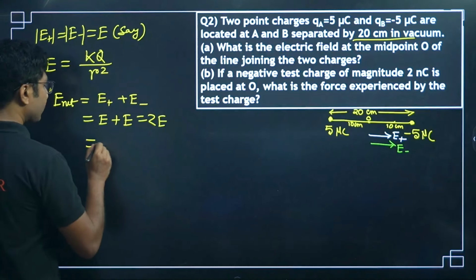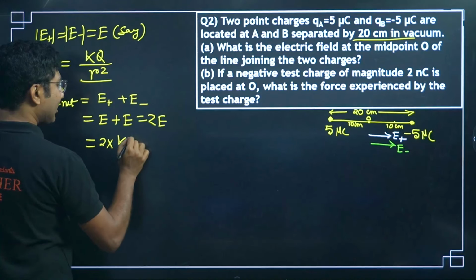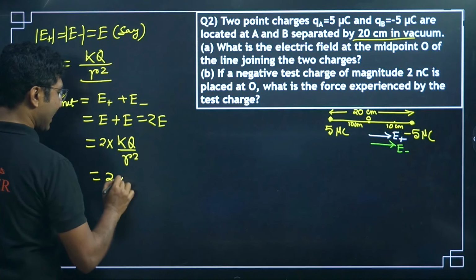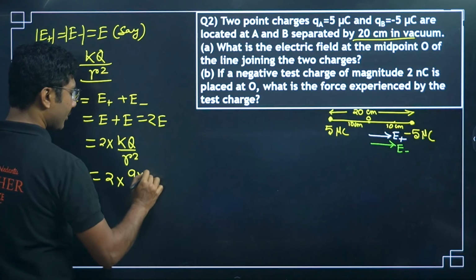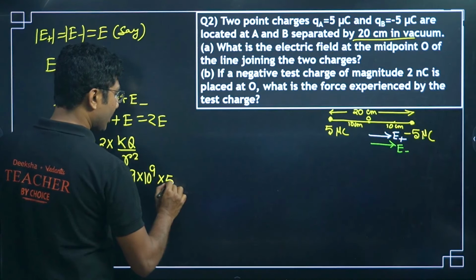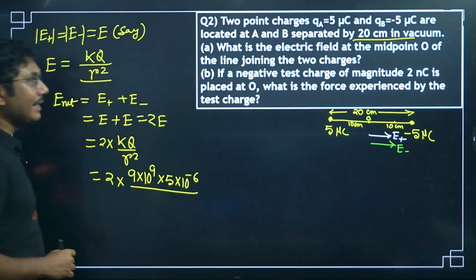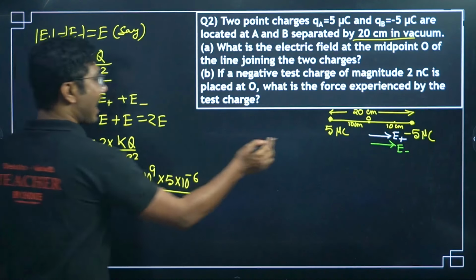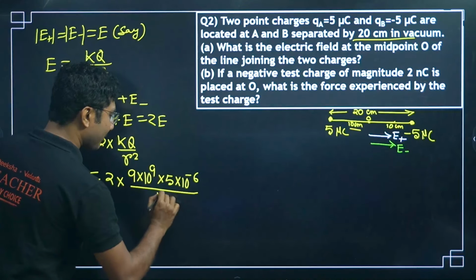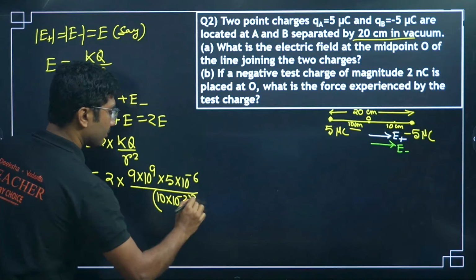So now 2 into what is the net electric field? K Q by R square. Now what is the value of K? K is easy, 9 into 10 to the power of 9. What is the charge? Charge is 5 microcoulomb, so 5 into 10 to the power of minus 6 divided by R square. What is R? R here is not 20 but 10 centimeter. So 10 centimeter means 10 into 10 to the power of minus 2, whole square.